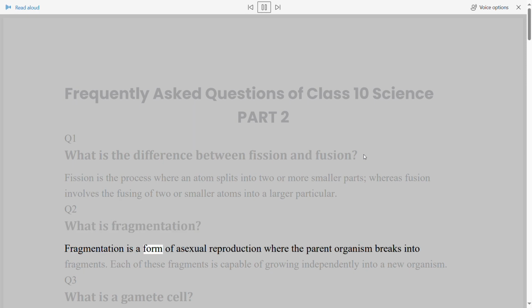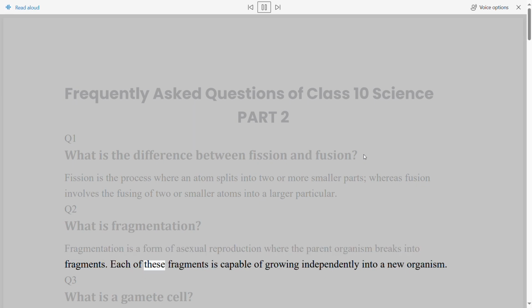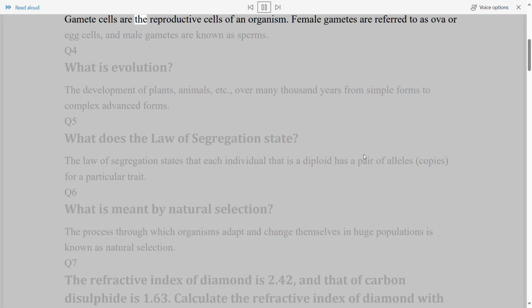Fragmentation is a form of asexual reproduction where the parent organism breaks into fragments. Each of these fragments is capable of growing independently into a new organism. Q3. What is a gamete cell? Gamete cells are the reproductive cells of an organism. Female gametes are referred to as ova or egg cells, and male gametes are known as sperms.